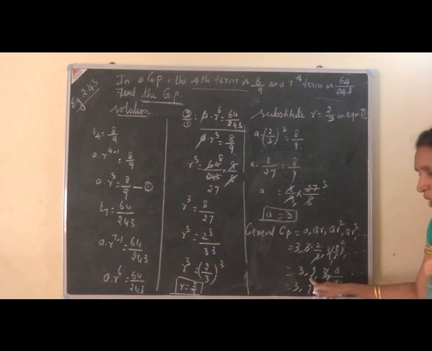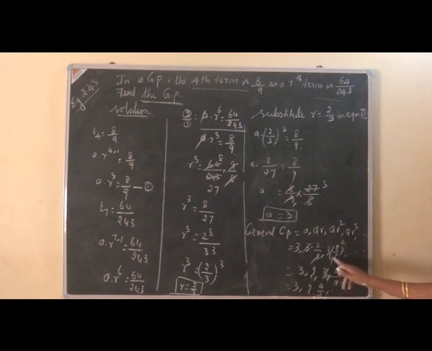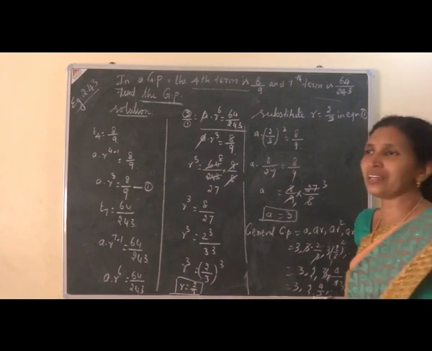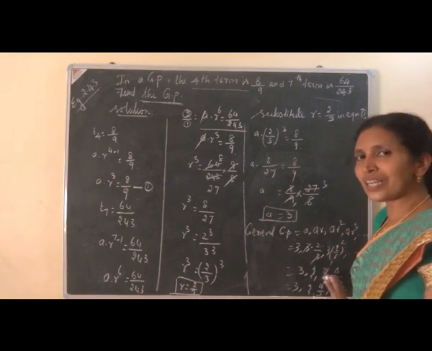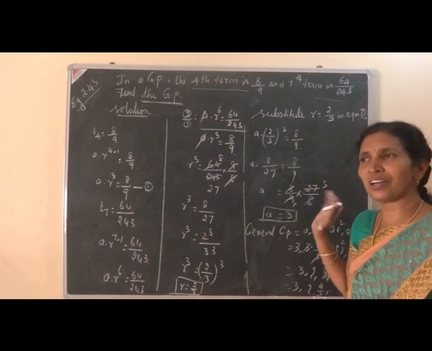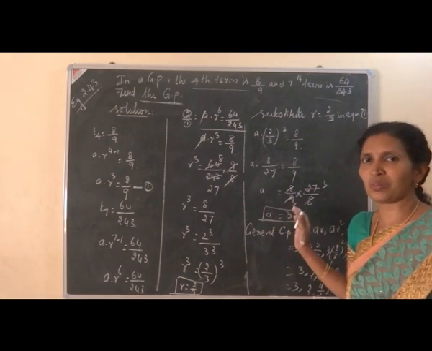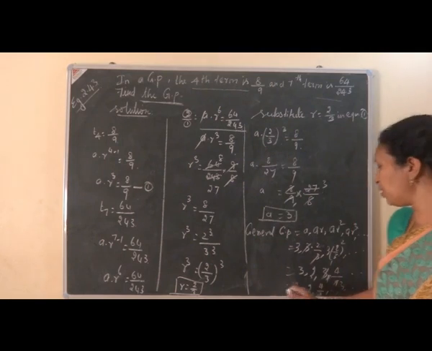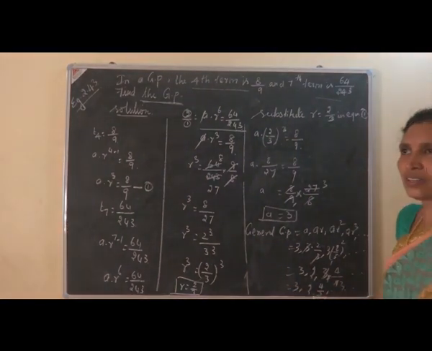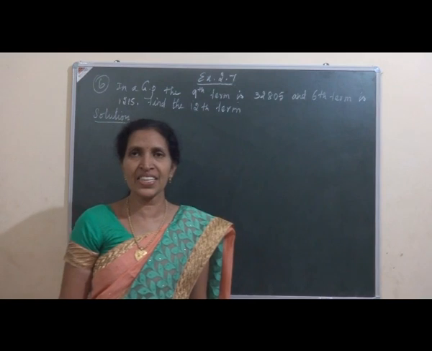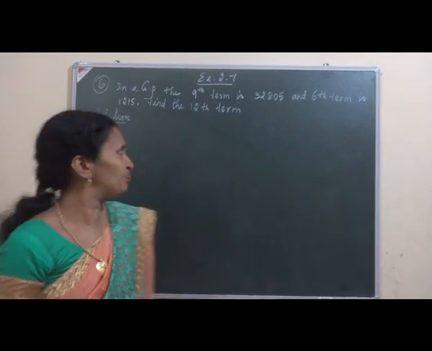3 and 3 cancel, you will get only 2. 3 into 2 square means 4, 3 square means 9. Here we cancel, and you will get 3, 2, 4 by 3, etc. It's enough to find 3 terms. If you find 2 more terms also, no problem. Okay, now exercise 2.7, sixth question.